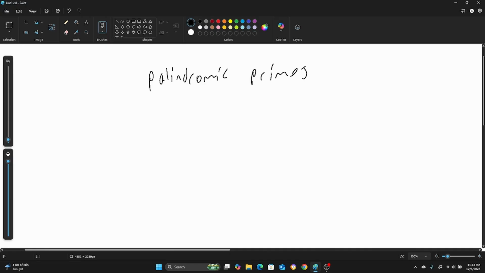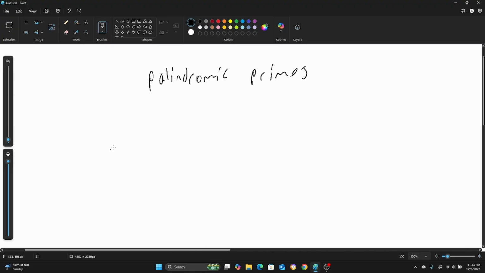So basically, a palindromic number is a number that when you read from the left and from the right, it reads out the same. So if we have like 001, this is palindromic. Because no matter where you start reading, it's gonna be the same number.